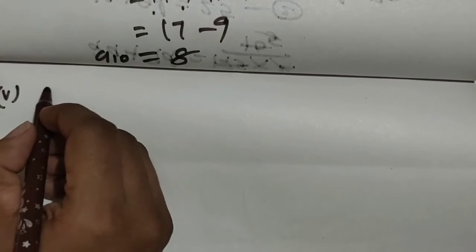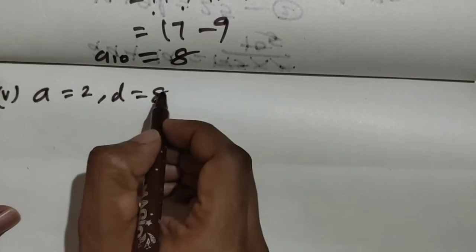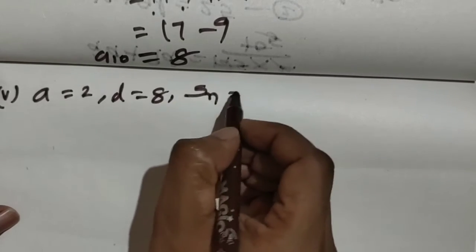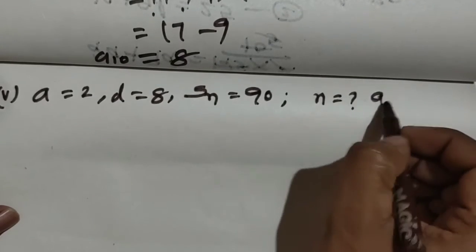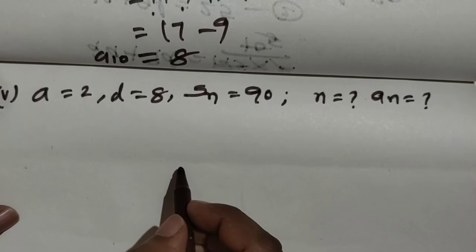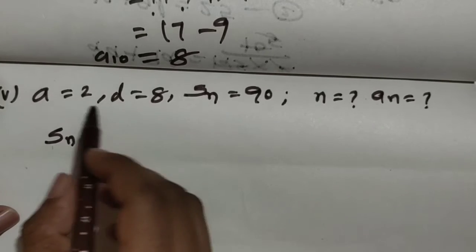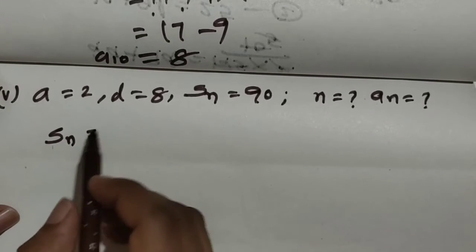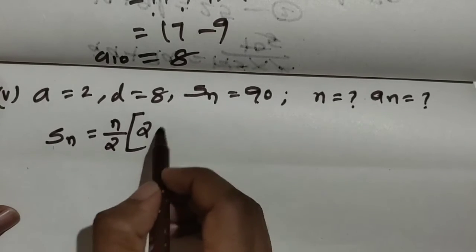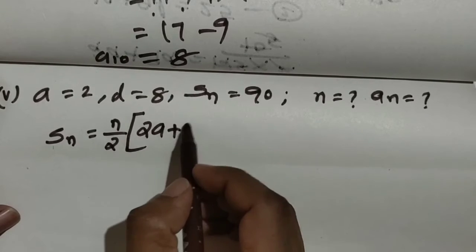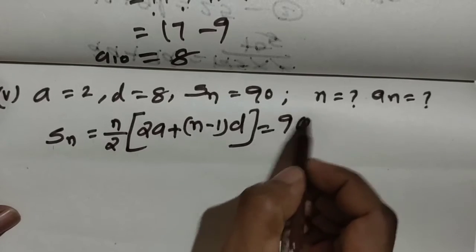Here, A is equal to 2, D is equal to 8, and Sn is equal to 90. All are APs only. We have to find n and An. Now here we need the Sn formula directly. What is the Sn formula? We have to take the full formula, that is the first formula: n by 2 into 2A plus n minus 1 into D, that is equal to 90.